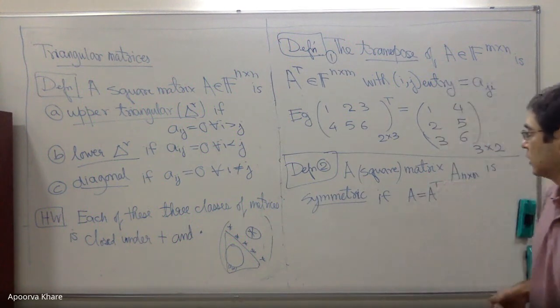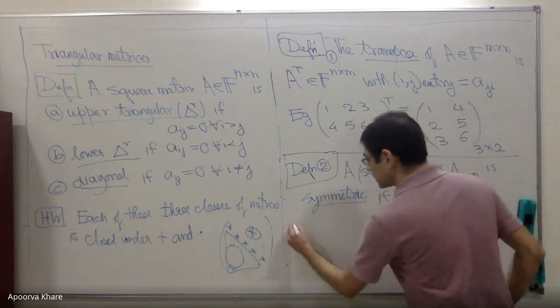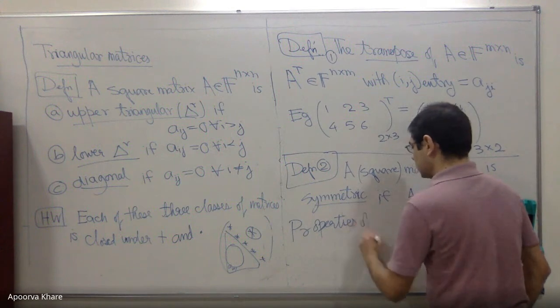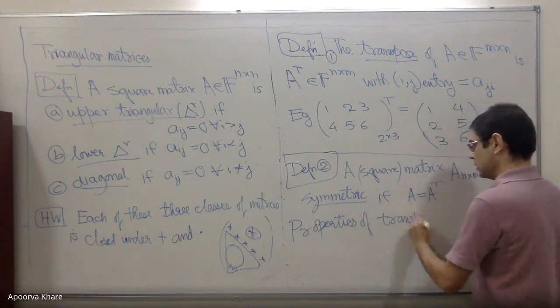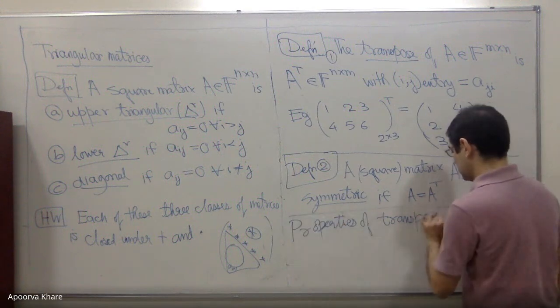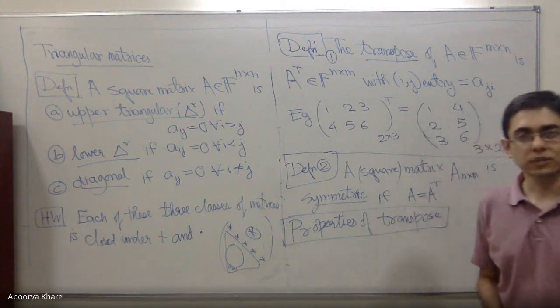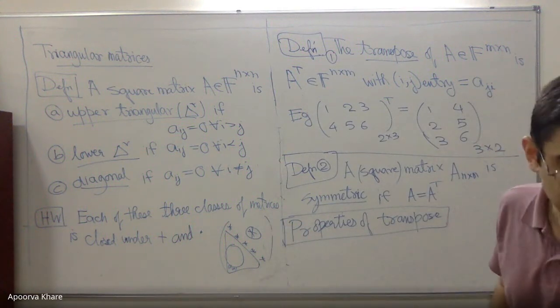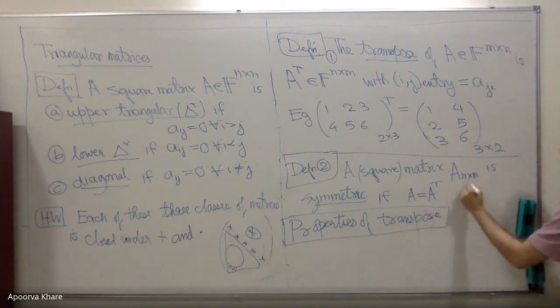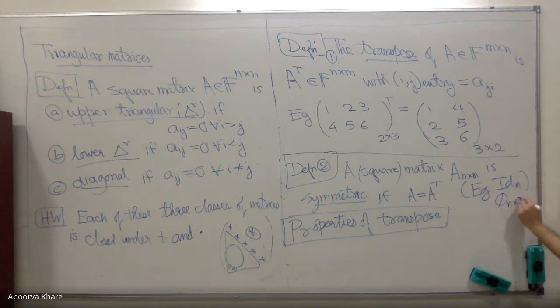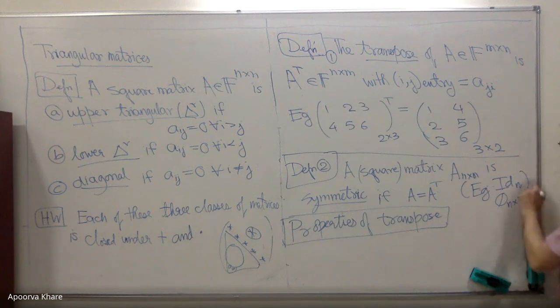Now, what next? So now let's get to the transpose point. So the properties of the transpose. What are the properties? Well, they're very easy. It's just two properties I want to say. Well, first of all, for example, let me tell you some examples. The identity matrix is the most famous symmetric matrix, or the zero matrix as well, of course. The zero matrix and the identity matrix are both symmetric.